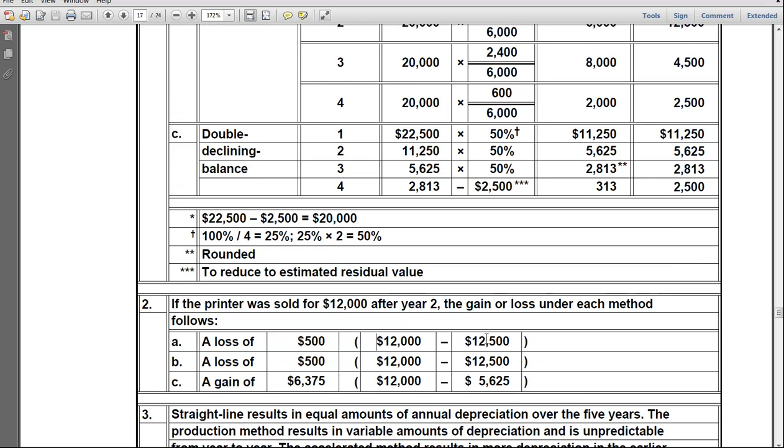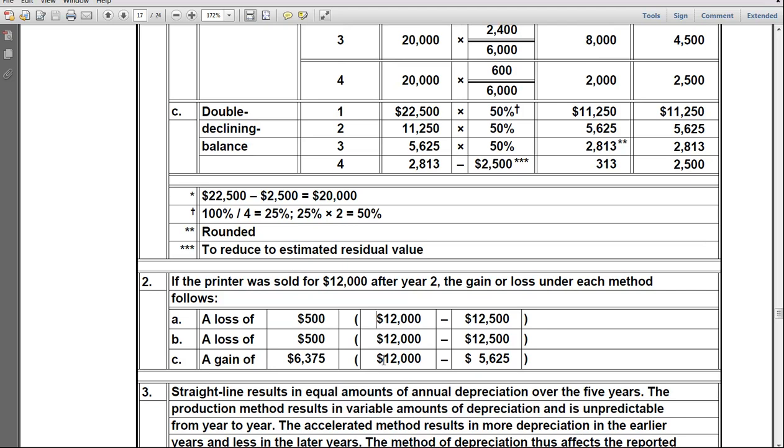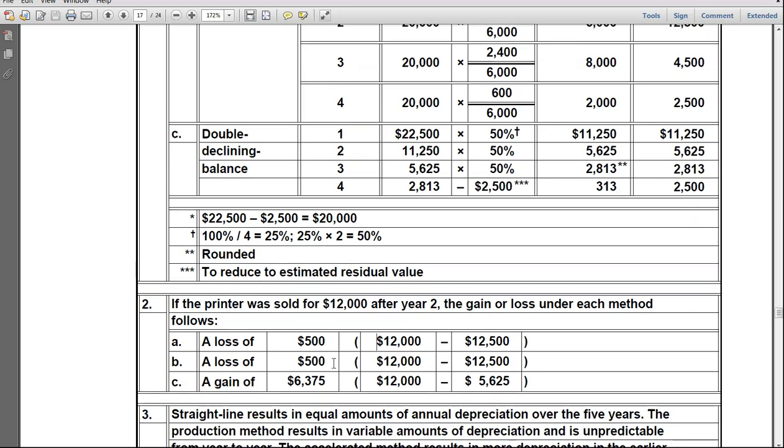So I'm going to take the $12,000 cash that they're giving me, and I'm subtracting out the carrying value. The carrying value means that this asset is worth $12,500 on the books, and I'm only getting $12,000 for it, so I have a loss of $500 for both methods A and B. Now, however, in the double declining balance method, I'm receiving $12,000 for it, but it only has a book value of $5,625, so I'm actually recording a gain of $6,375.